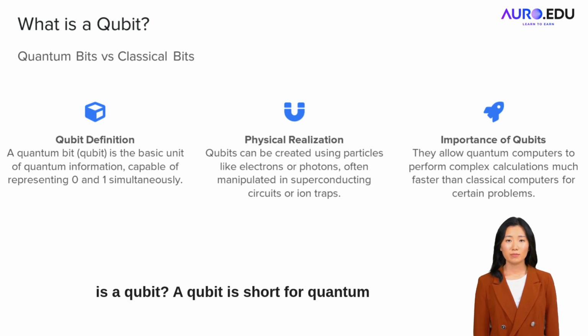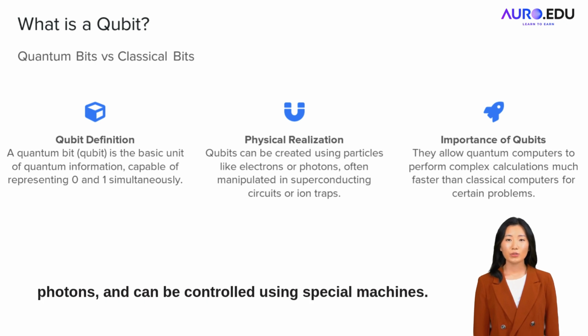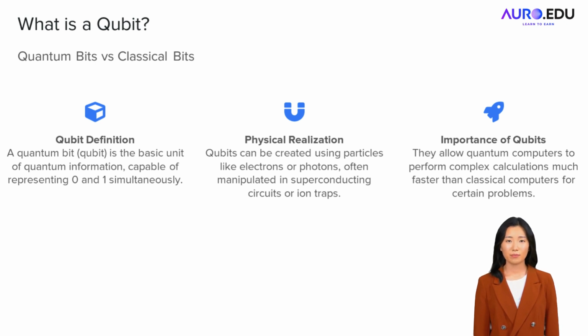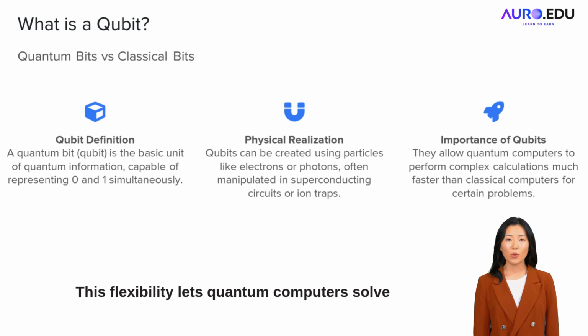What is a qubit? A qubit is short for quantum bit, and it's the smallest piece of information in a quantum computer. Unlike a regular bit, a qubit can be 0, 1, or both at the same time. That's a superpower called superposition. Qubits are made from particles like electrons or photons and can be controlled using special machines. This flexibility lets quantum computers solve big problems much faster.